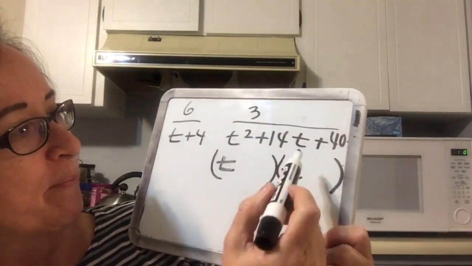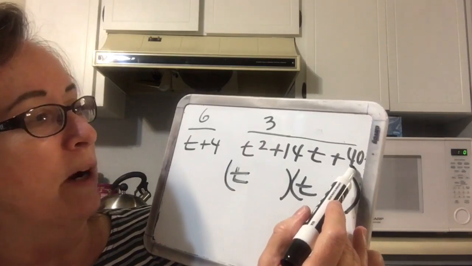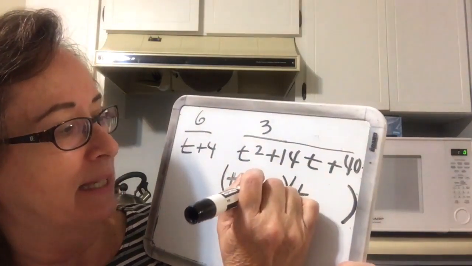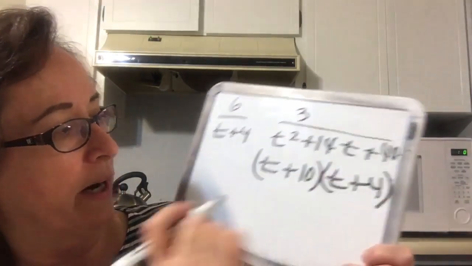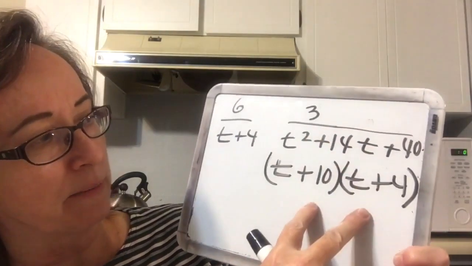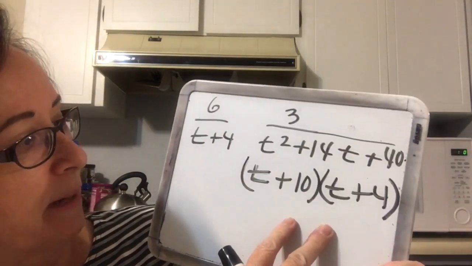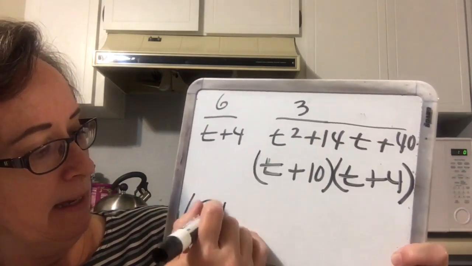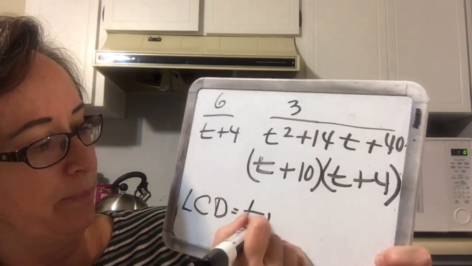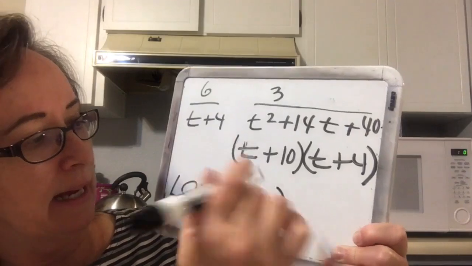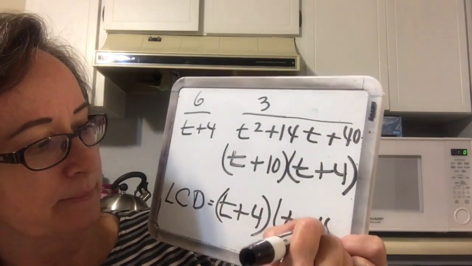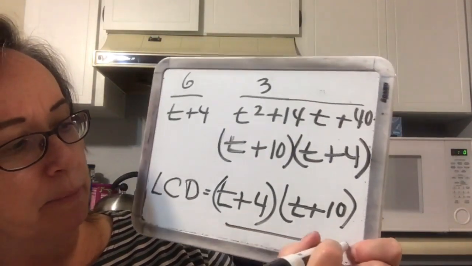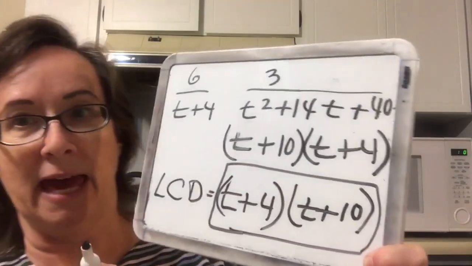Okay, so since 40 can factor as a 4 and a 10, those will add together to give you 14. So t plus 10 times t plus 4, and so we factored this one, and when we FOIL it back together, we get the right denominator. And now we're going to build our LCD, which is going to be a t plus 4 and a t plus 10, and the t plus 4 can be shared. So this would be the complete LCD for that problem.